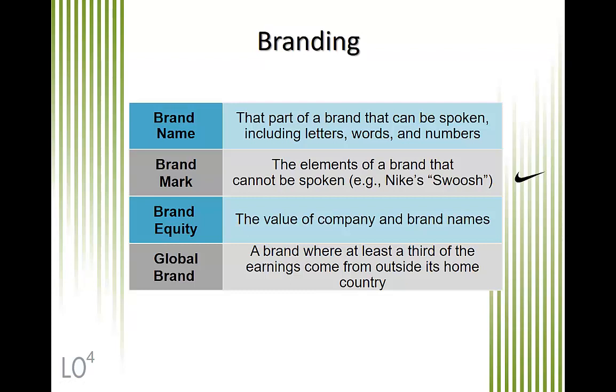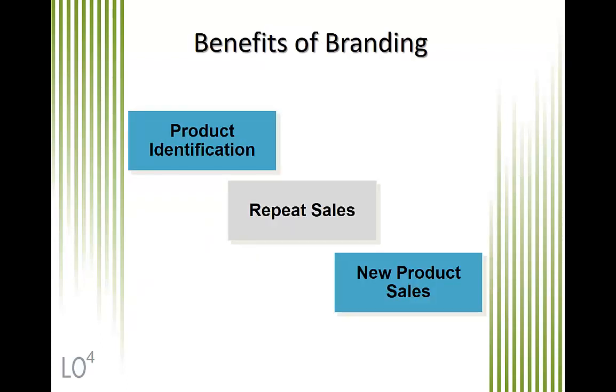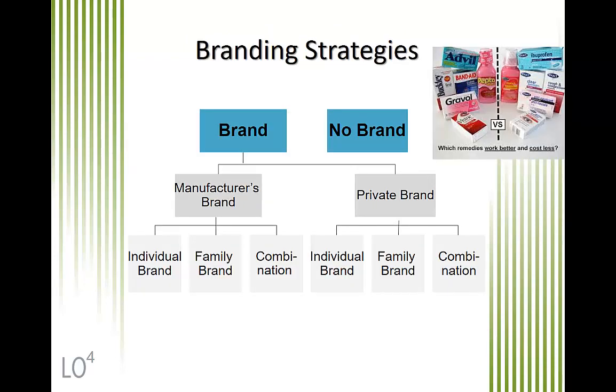Brand equity is the value of company and brand names. A global brand is a brand where at least a third of the earnings come from outside of its home country. Branding has three main purposes: product identification, repeat sales, and new product sales. The most important purpose is product identification. It sounds weird that the lack of a brand name, which is a generic product, can be a selling point. We're going to talk about that more in detail later in this chapter.